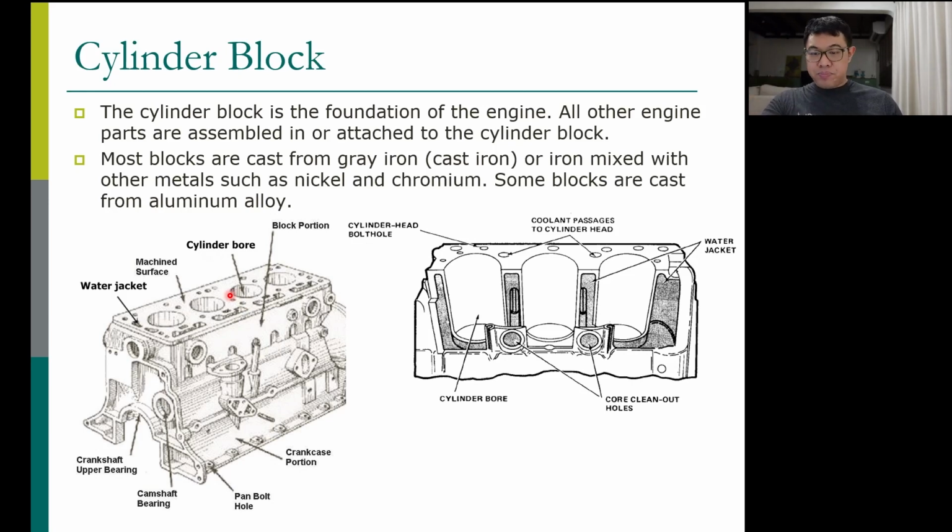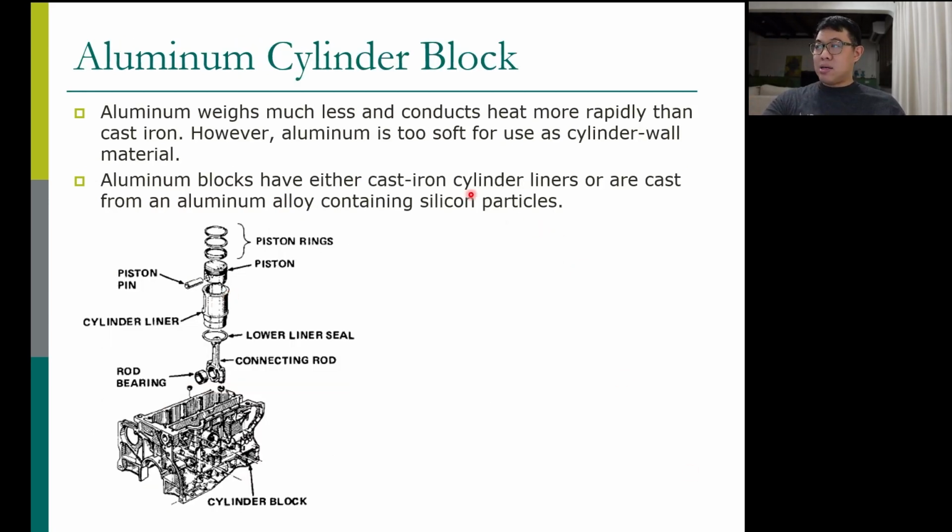Now, if you make a cylinder block using aluminum, you have to be careful because aluminum is not as strong as iron, as cast iron. But aluminum has good properties. Aluminum weighs much less than cast iron, and it conducts heat better than cast iron. However, the drawback of aluminum is it is too soft to use as a cylinder wall.